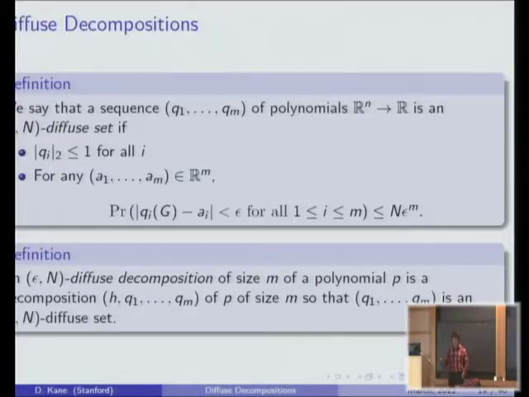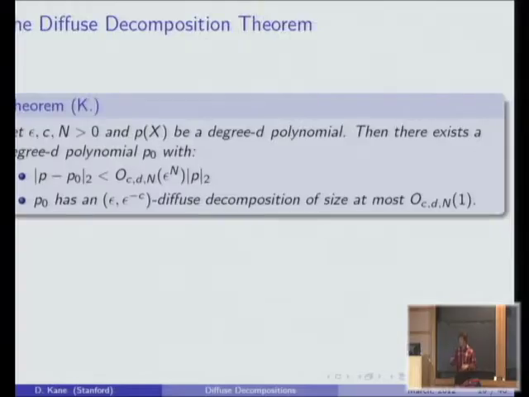Okay, so we had our idea of expressing in terms of other polynomials. This was our idea of no special distributional properties, so we put them together. We said that an epsilon n diffuse decomposition of size m of a polynomial p is a decomposition of p such that the q1 through qm that we have form an epsilon comma n diffuse set. So we can express it in terms of polynomials that have no special distributional properties. Okay, so we have these definitions. They wouldn't be very useful without the following theorem, which says that we actually have these decompositions.